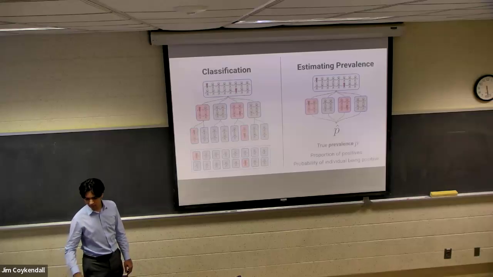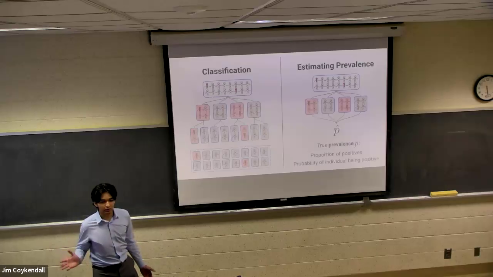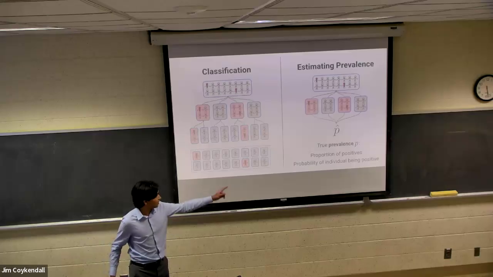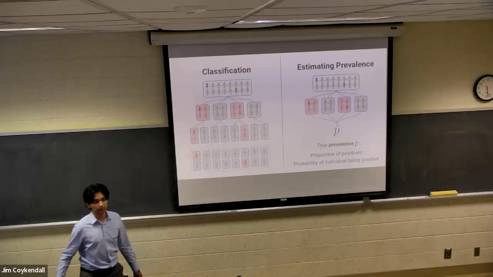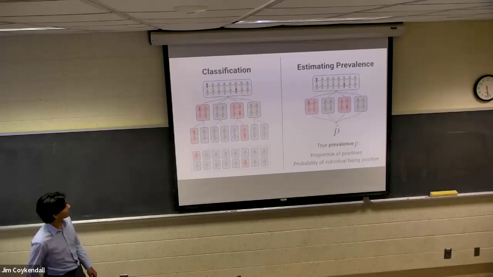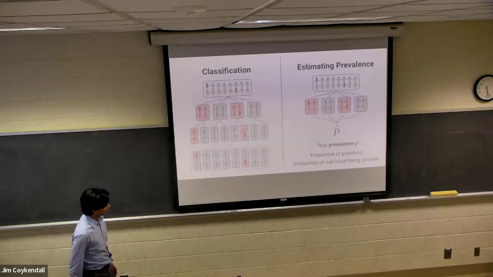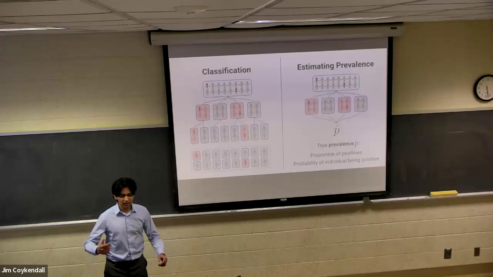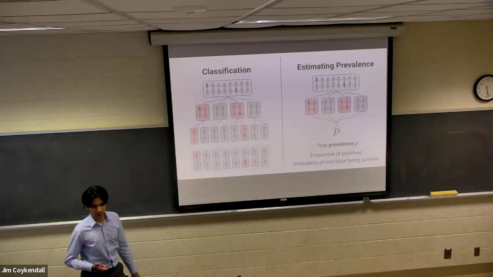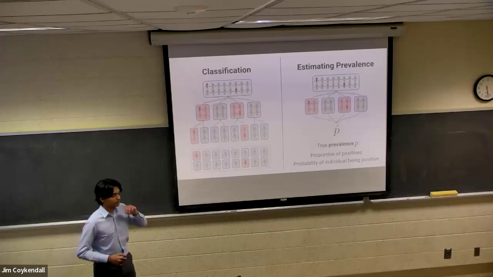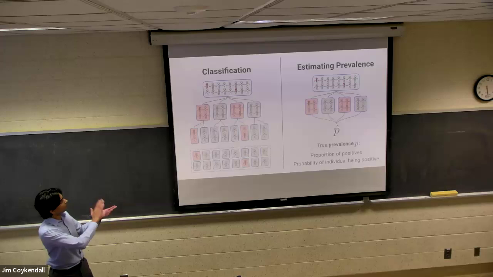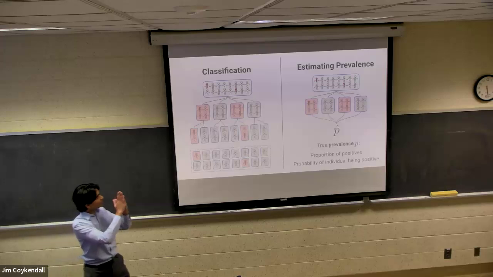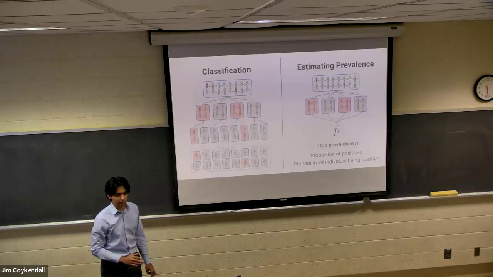By prevalence, there's two interpretations, both equally valid: the proportion of positives, or the percent of affected people in the population, or the probability of any individual testing positive. So those are the two interpretations for the prevalence. So we talked about classification. Now we're going to see how we can estimate prevalence.